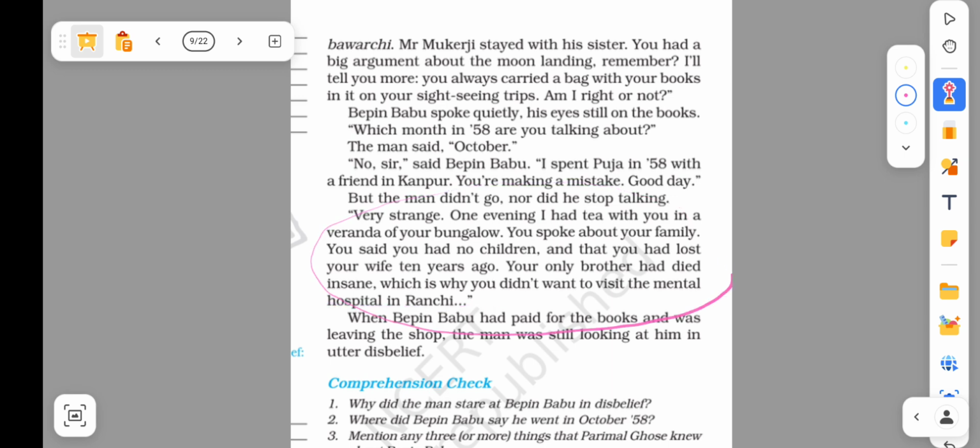So this particular para is about the history, the past of Bipinda. And it's actually very sad that he had no children. His wife died 10 years ago. Before that, his only brother died insane, means he went mad, and he was in Ranchi, Ranchi's mental hospital. That's why he didn't want to visit there.